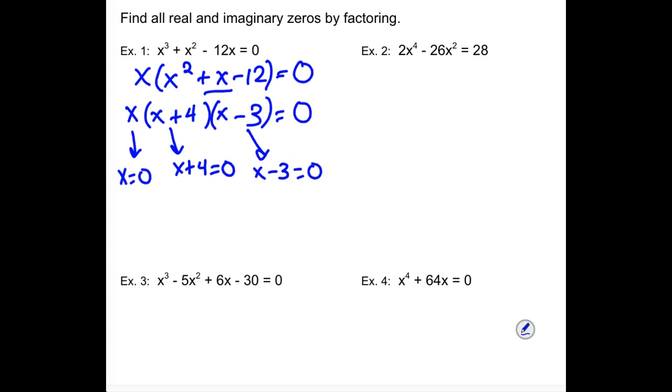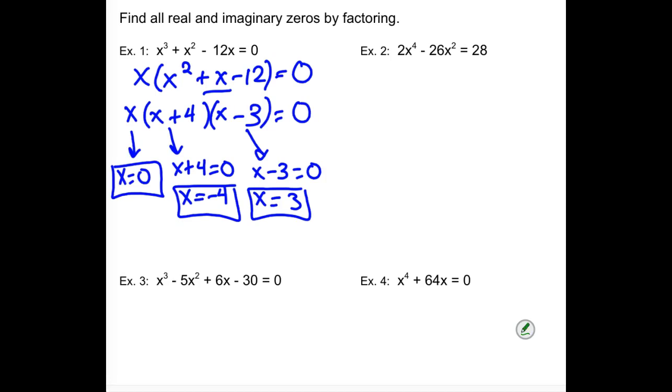So for our first one, we've already got our solution. x could be 0. For our second one, to solve for x, we would have to subtract the 4 to the other side, and we get x equals negative 4. And for our last one, we have to add the 3 to the other side, and we have x equaling 3. And we could always check those by plugging them back into our original equation.